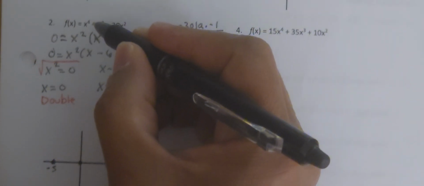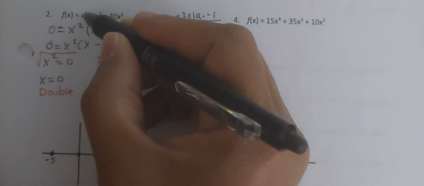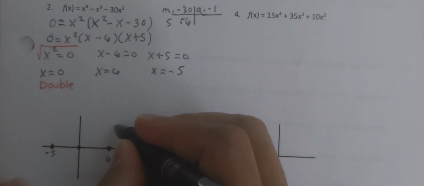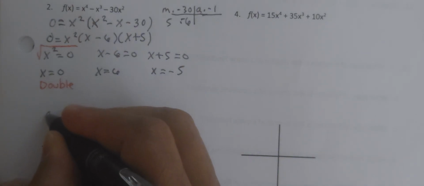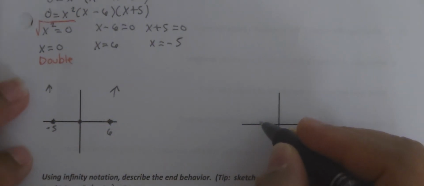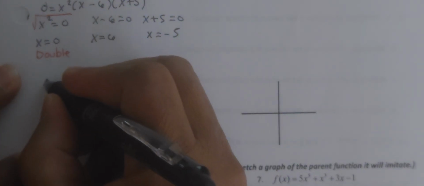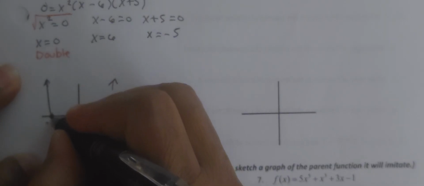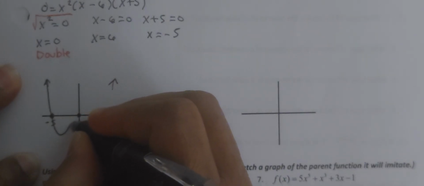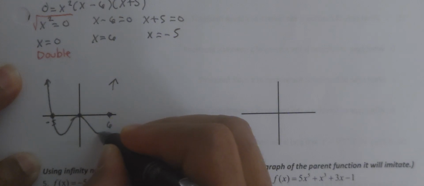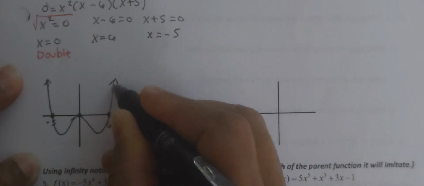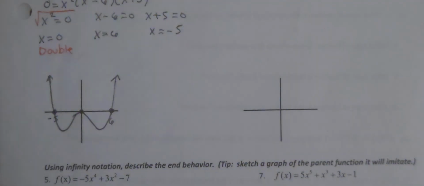Okay, degree is even, so that means the ends go in the same direction, and we have a positive lead coefficient, so when it crosses 6, it's going to go up. When it crosses negative 5, it's also going up. Okay, going to positive infinity in both ends. So then it comes down, cuts through negative 5, then turns and, not cut, but bounces off of 0 right at the origin, and then turns again and cuts at 6. So this is what the graph looks like for this polynomial.